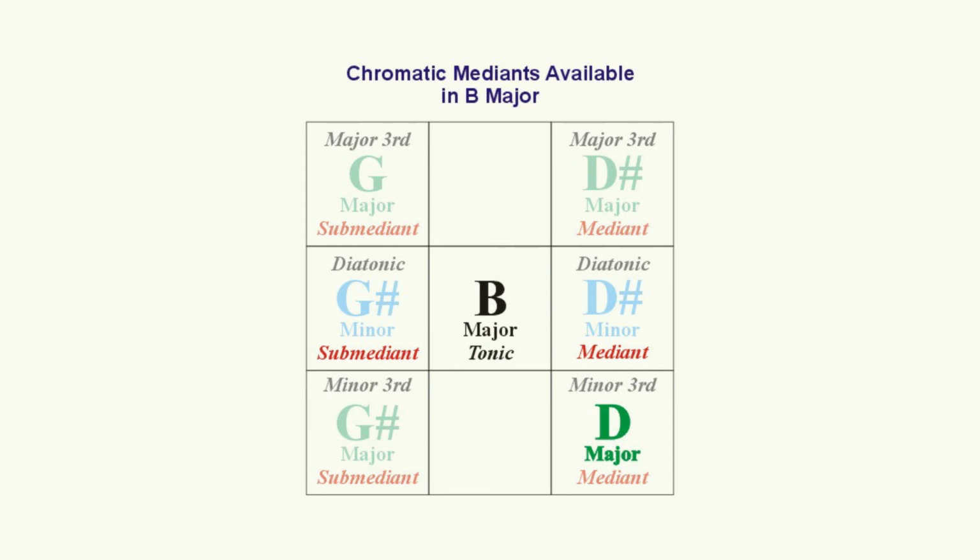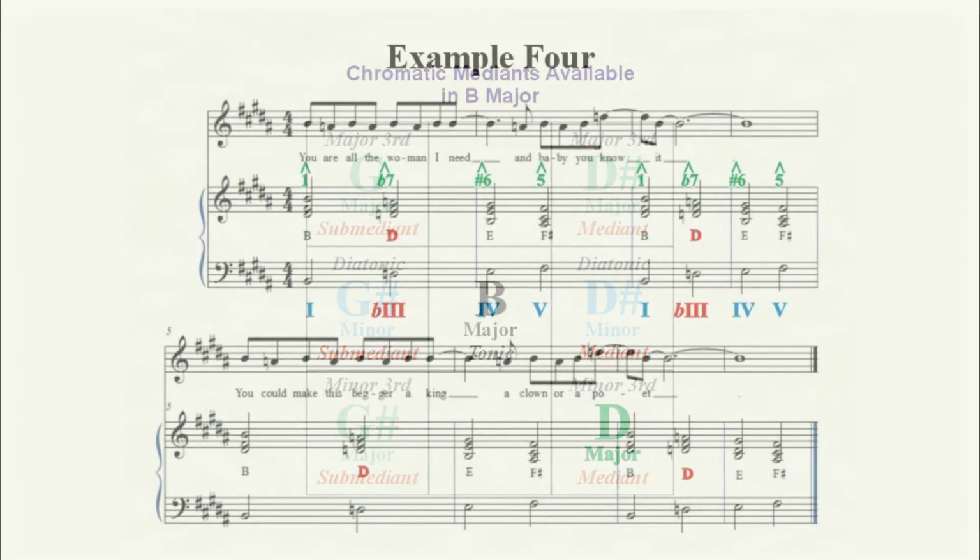Finally, in example 4, we look at a song from 1966. It was written in the key of B major, where the diatonic mediant is a D-sharp minor triad. But here, the diatonic mediant has been replaced by the chromatic mediant D major. In this instance, the lowered version of the chromatic mediant acts or functions as a passing chord.